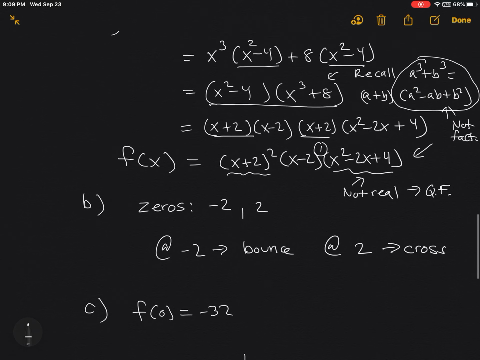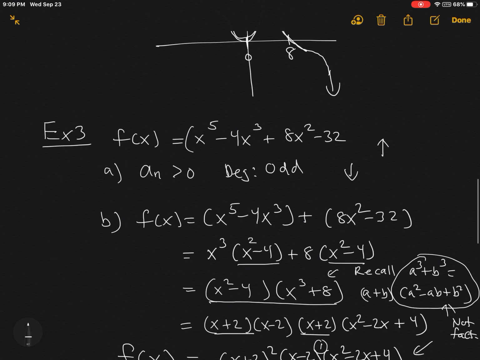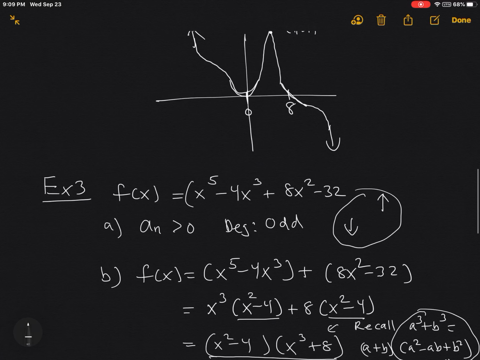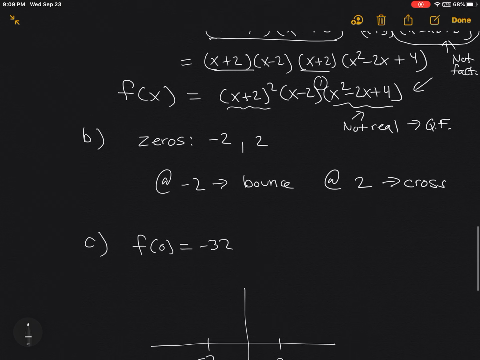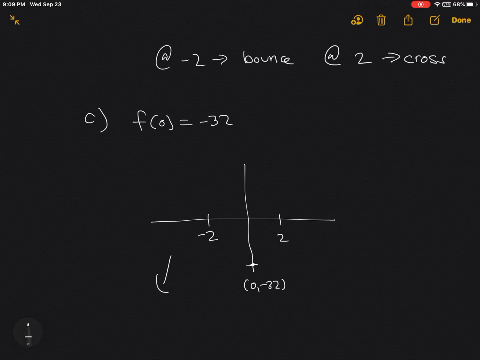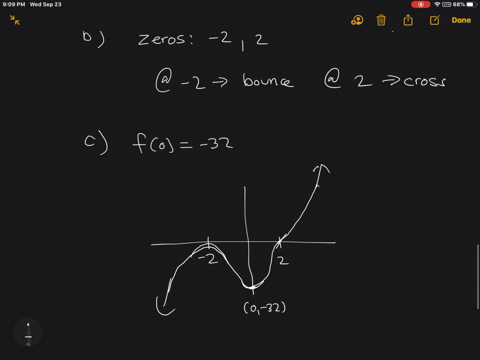There's a point. And we said that the end behavior of this graph is fall on the left, rise on the right. So let's graph that. Fall on the left, rise on the right. And as you go from left to right, at negative 2, it's a bounce, so it's going to go back. And of course, it's going to connect to the y-intercept. And then at positive 2, it's going to be a cross. So roughly, the graph's going to look something like this.